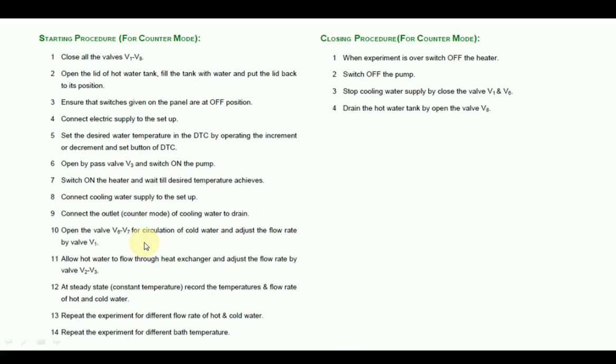Then after that we need to open the valves V6 and V7 and start the circulation of cold water, and we need to adjust the flow rate of cold water also. That can be done with the help of our control valve V1. Then we need to allow the hot water to pass through the heat exchanger, and adjust its flow rate with the help of the valves V2 and V3.